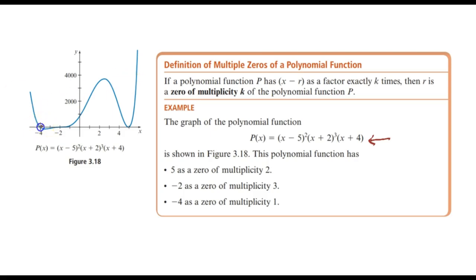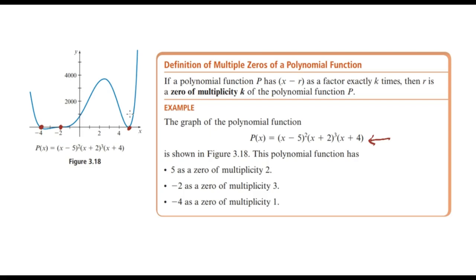So we can see from the graph that we have a zero at x equals -4, a zero at x equals -2, and a zero at x equals 5. These are the three locations where the function is crossing or at least touching the x-axis. And we can find this algebraically.